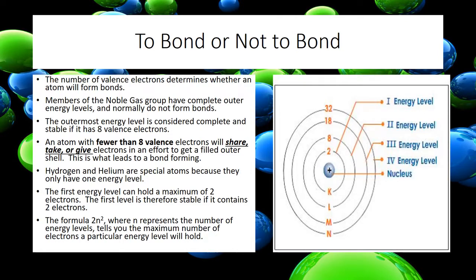The formula 2n squared, where n represents the number of energy levels, tells you the maximum number of electrons a particular energy level will hold. So if we're wanting to calculate that for energy level number 1, 2n squared, replace n with 1, so 1 squared is 1 times 2 is 2. For the second energy level, 2 squared is 4, 4 times 2 is 8, and so on and so forth.